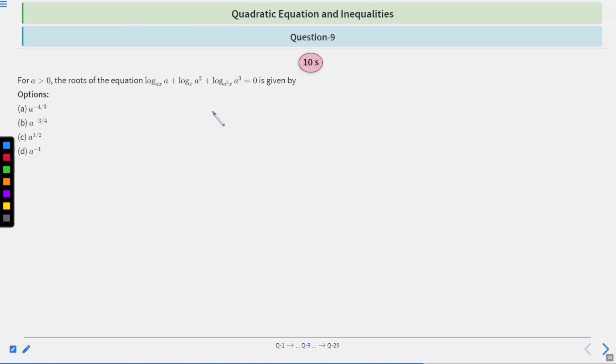Now let's discuss the next question. Question number 9. For a greater than 0, the roots of the equation log a x a plus log a x a square plus log a square x a cube is equal to 0 is given by. Let's discuss the solution after 10 seconds.